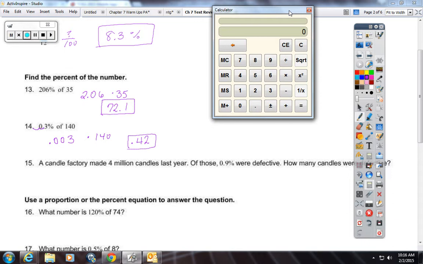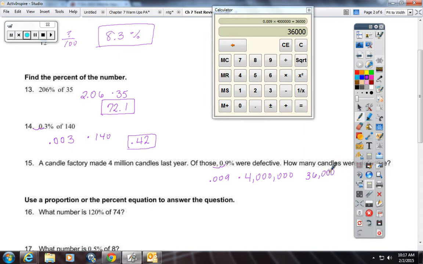Make the percent a decimal, move it 2 places to the left, drop the percent sign, and multiply times 4 million, which is 4 with 6 zeros behind it. So I'm going to take 0.009 times 4 million, and I get 36,000 candles. That's a lot of candles that they weren't able to sell.